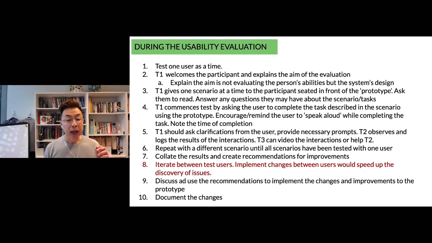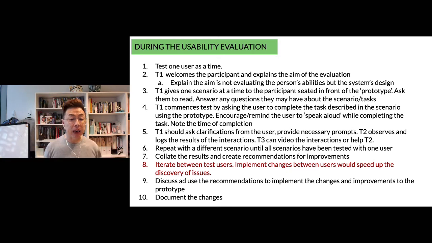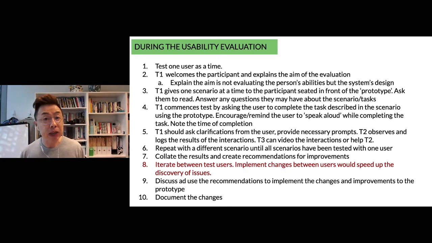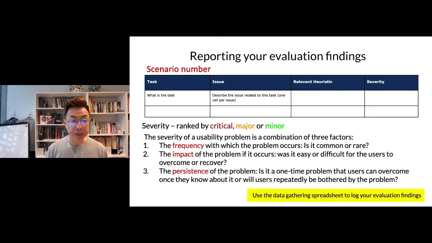Okay, so once you finish the whole evaluation session, you need to sit down together as a team and think about how you can implement the changes to improve your prototype. Of course, you need to document the changes.